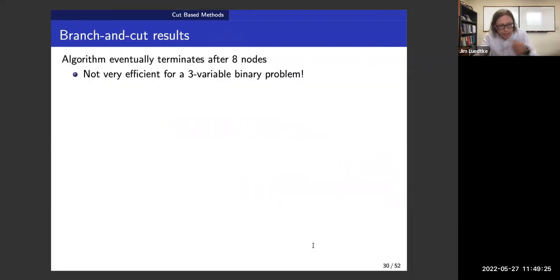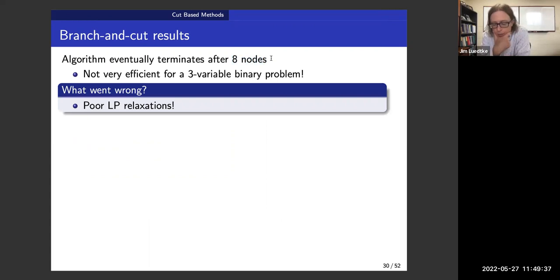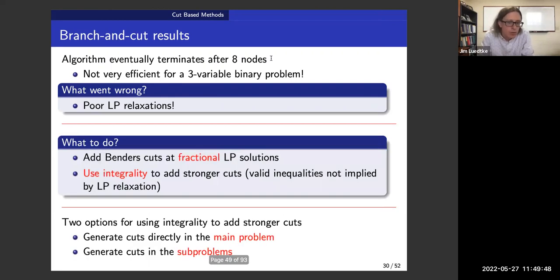After doing that, I continue the algorithm, and after 8 nodes it does solve the problem. For a 3-variable binary problem, 8 nodes might not seem very efficient, and I would say it's not. So that's not that great. What went wrong in this example is that we had poor linear programming relaxations. So what we'd like to think about is how we improve this decomposition approach to improve the LP relaxations.